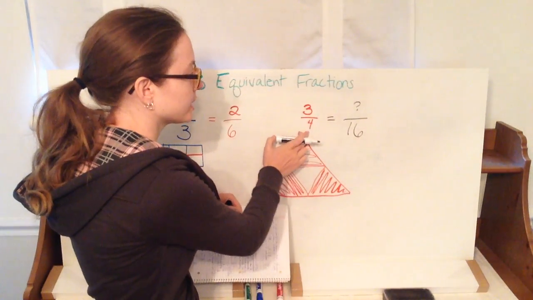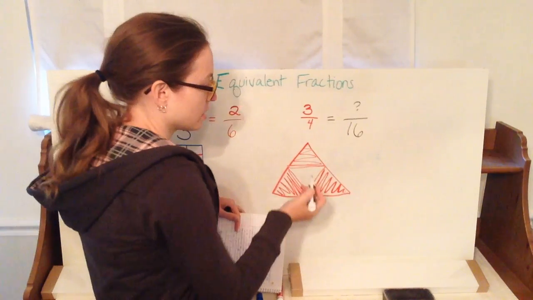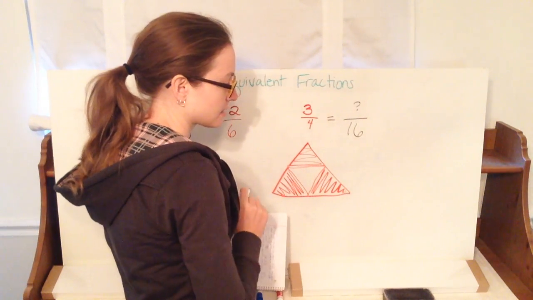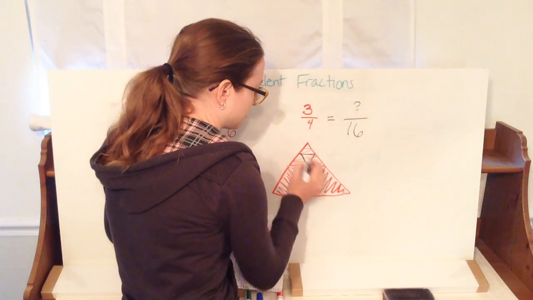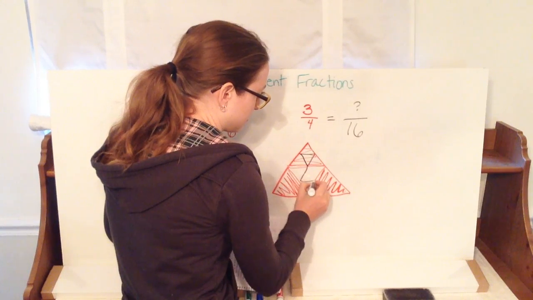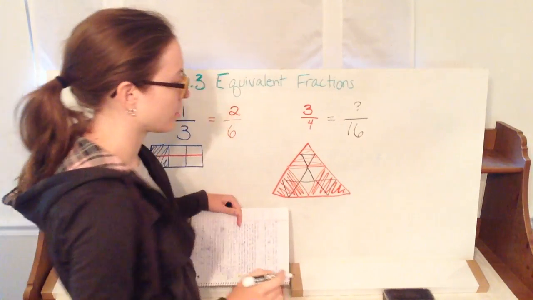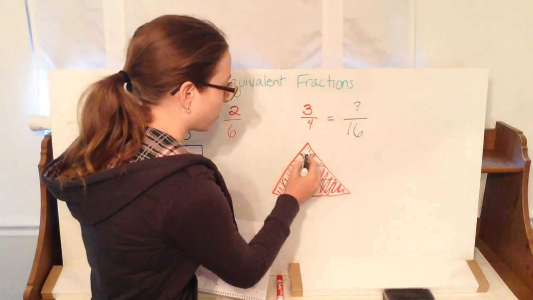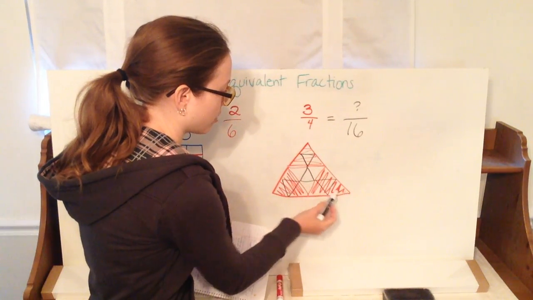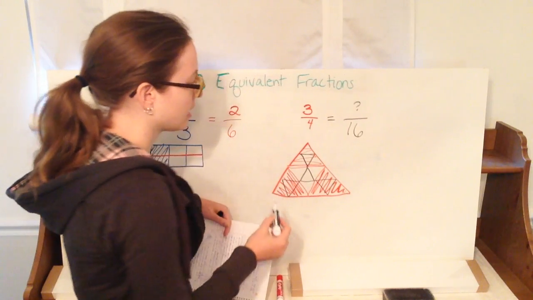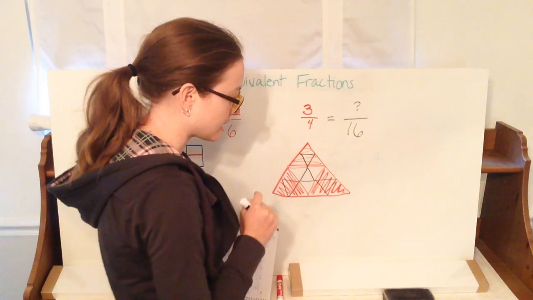So what am I going to do if I had 4 pieces and now I need 16 pieces? So I'm going to divide each of the 4 pieces into 4 of its own pieces. Okay, so these are all equivalent pieces now. We have 1, 2, 3, 4, 5, 6, 7, 8, 9, 10, 11, 12, 13, 14, 15, 16. I've split each of the 4 pieces into 4 individual pieces to get 16.